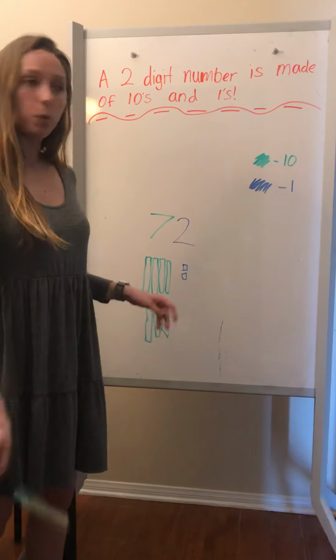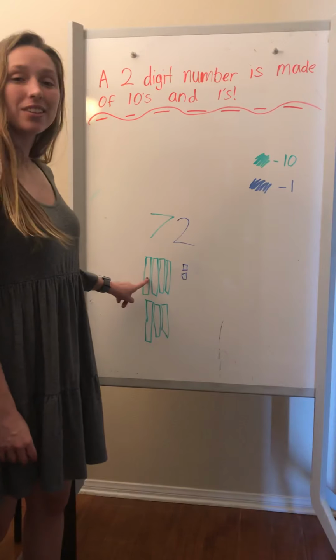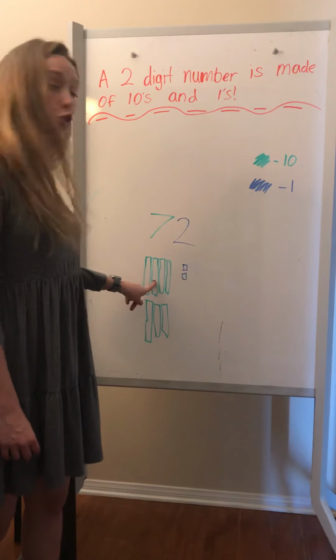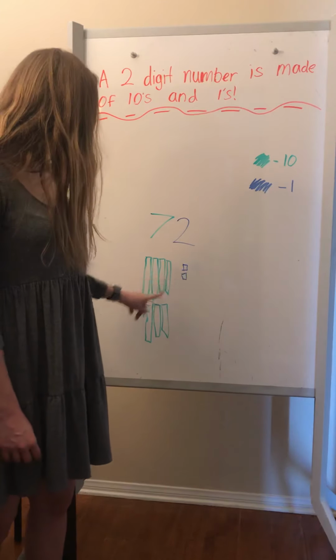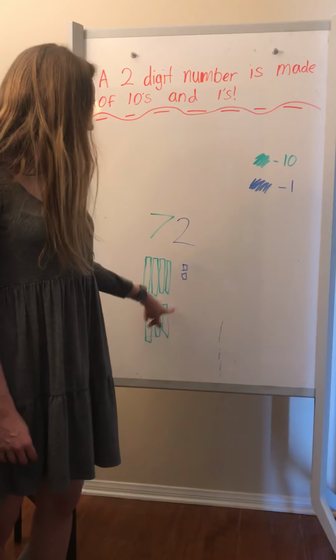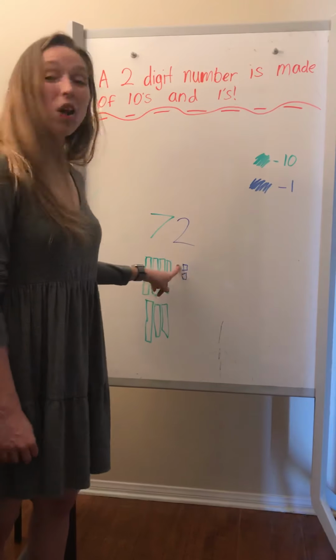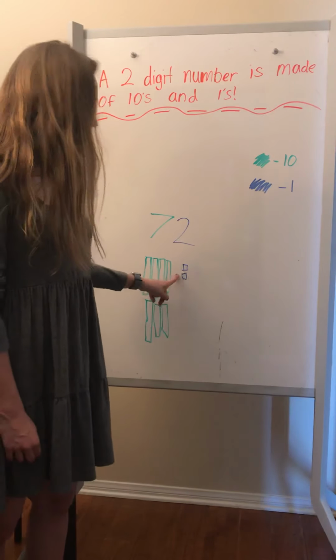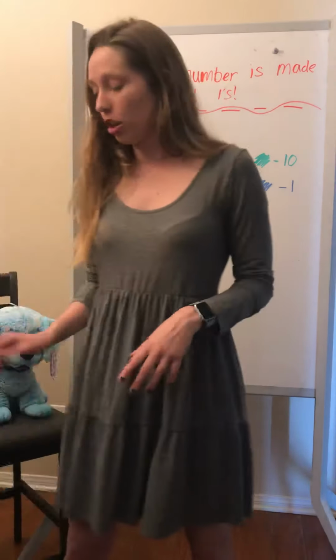Let's count together. 10, 20, 30, 40, 50, 60, 70. Now I'm not going to say 80 because I'm switching to 1s now. So I've got 71, 72. You beat Digit Dog's challenge.